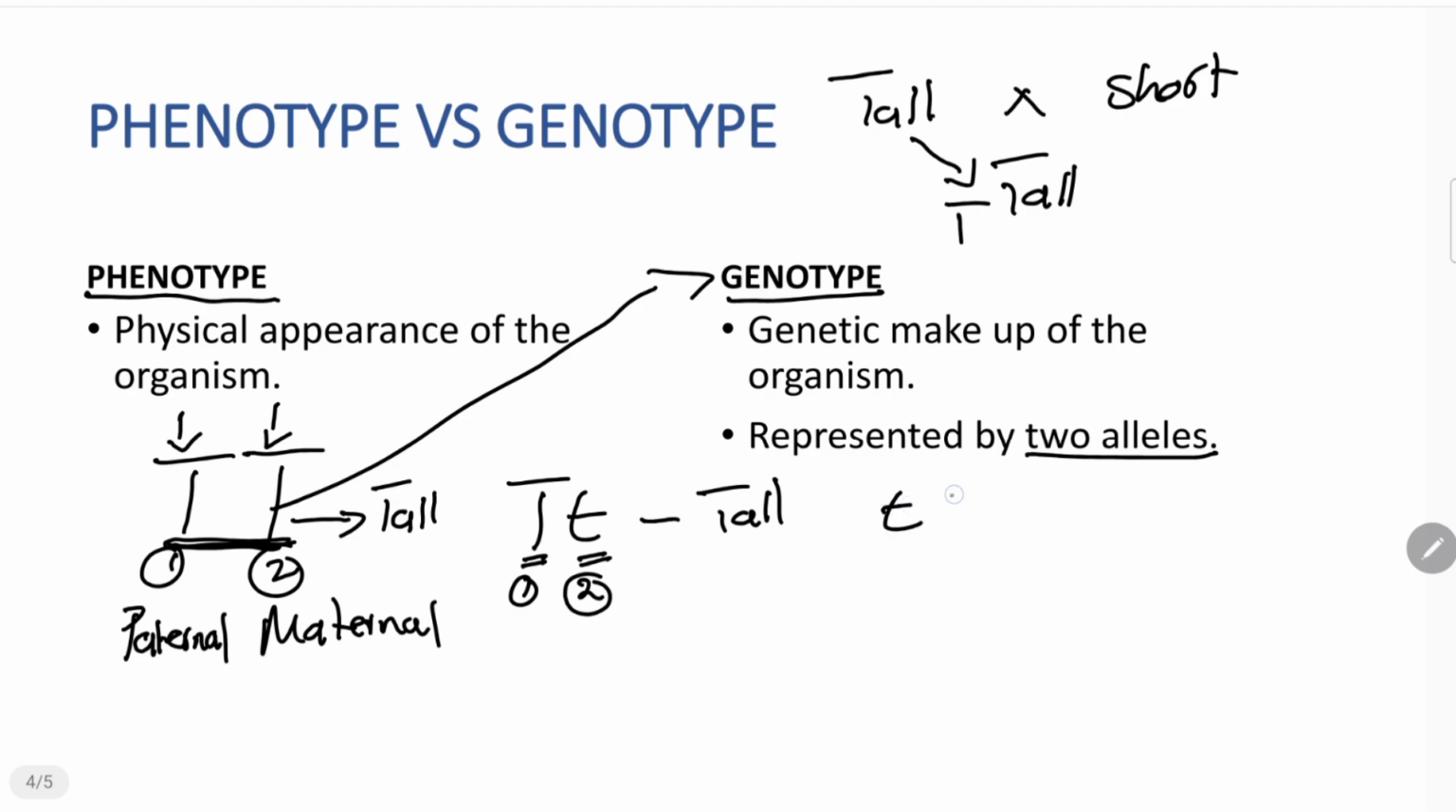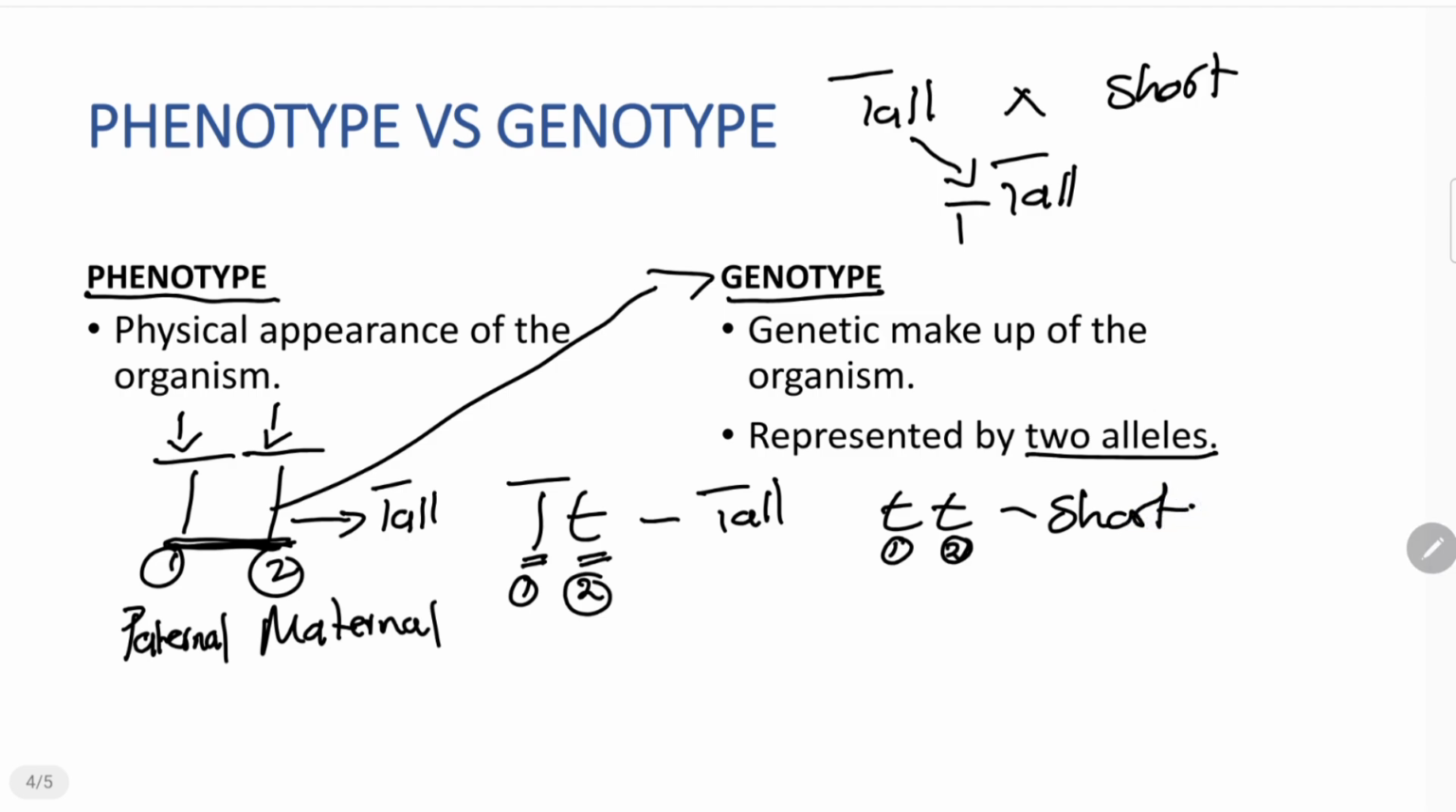What about small letter t and small letter t? Let's take an example where one parent from the paternal origin contributed small letter t, and the maternal origin parent also contributed small letter t. If we have this genotype, what will be the phenotype of the offspring? It is also simple to tell, because small letter t is the allele for shortness. Small letter t is also the allele for shortness. It tells us that this plant is going to be short.